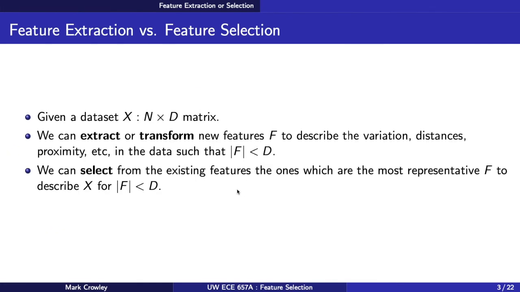So what are the motivations for this? We talk about this distinction between extraction and selection. So assume we're given a data set X, and it's an n by d matrix, right? So we're going to have d dimensions and n rows, just like we normally have had before. And there's two things you could do. So what do you want to do? The number of dimensions you have depends on the data that's been collected, right?